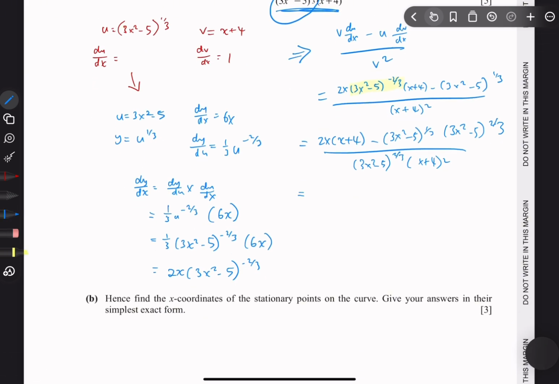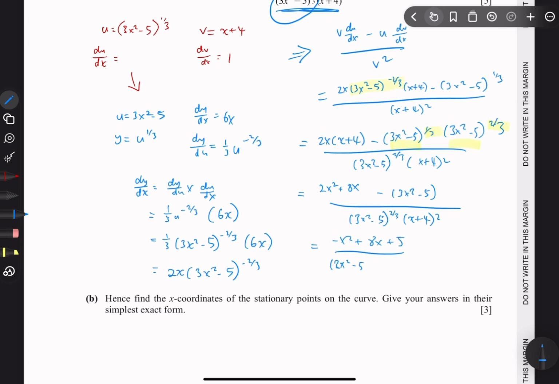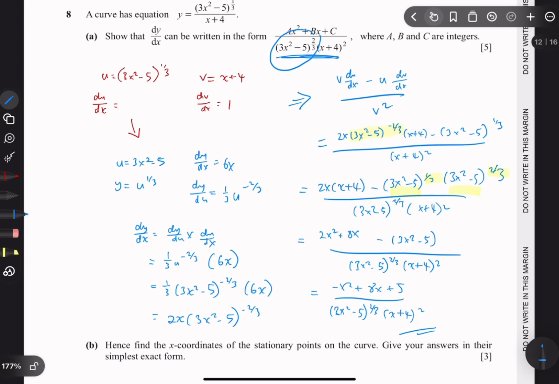Okay, so you can add this too because this part is the same, so you can use the laws of indices to add them up, and they will become 3x squared minus 5. Okay, so this is the final answer.